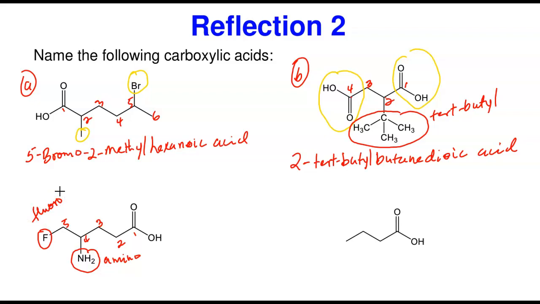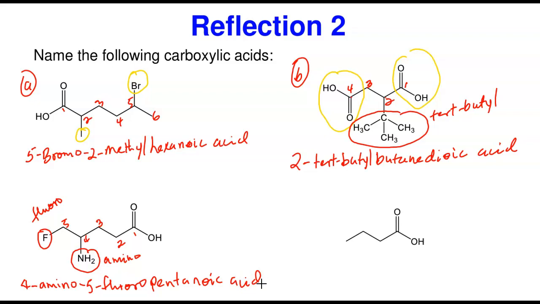Having done that, we name it. A comes before F. So this is in carbon number 4, so this will be 4-amino. This is carbon number 5, so 5-fluoro. The longest chain is pentanoic acid. So this is 4-amino-5-fluoropentanoic acid. That is how we name this.